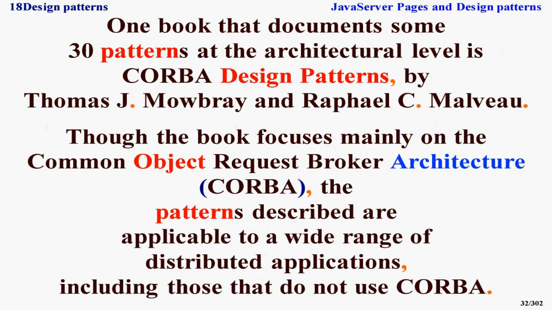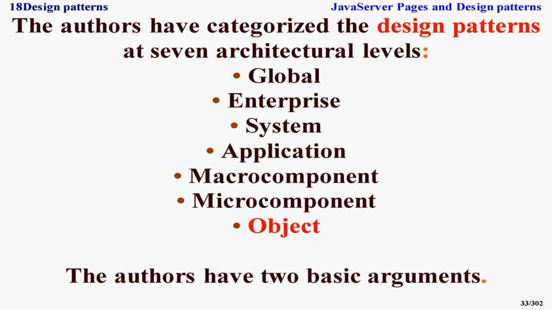One book that documents some 30 patterns at the architectural level is CORBA Design Patterns, by Thomas J. Mowbray and Raphael C. Malveaux. Though the book focuses mainly on the Common Object Request Broker Architecture, CORBA, the patterns described are applicable to a wide range of distributed applications, including those that do not use CORBA. The authors have categorized the design patterns at 7 architectural levels: Global, Enterprise, System, Application, Macrocomponent, Microcomponent, Object.